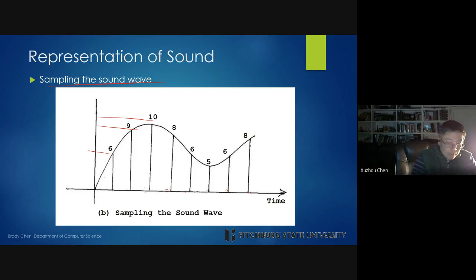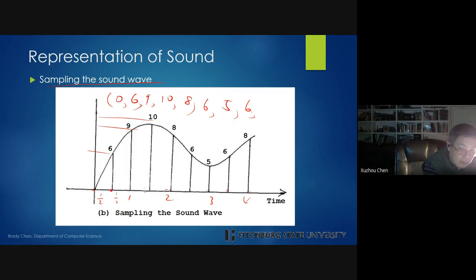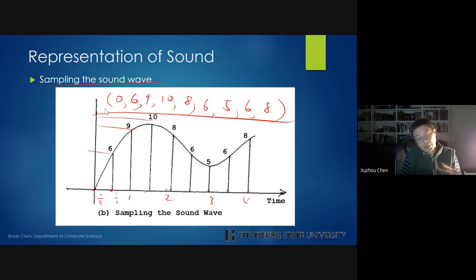Now take a look at this example. Once you store the sound wave, in this case, if you have 4 seconds, 1, 2, 3, 4, you only pick samples every half a second. And the samples are going to be 0, 6, 9, 10, 8, 6, 5, 6, 8. That's the sample you actually store. That's called digital sound.